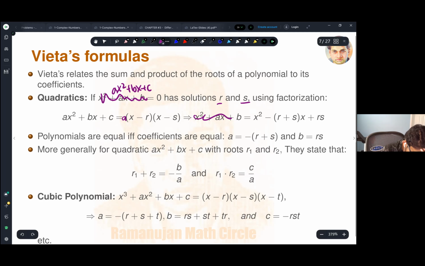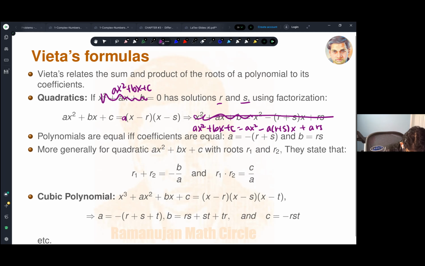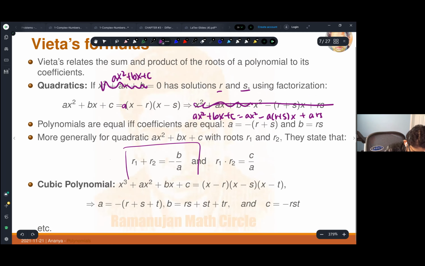And it'll be, let's rewrite this. It'll be ax squared plus bx plus c is equal to ax squared minus a times (r plus s) x plus ars. And what this gives us is that r plus s, r1 plus r2, is equal to negative b over a, and r1 times r2 is equal to c over a.